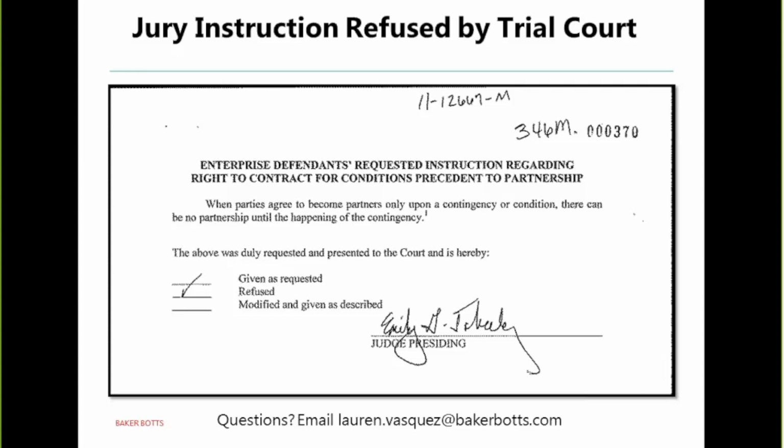Judge Tobolowsky did not so instruct the jury, and the court took the position that prefacing the partnership question on conditions precedent was not appropriate, and instead she submitted the charge and the instruction that Louis showed you a minute ago, which simply outlined the factors within the TBOC. So that left the trial lawyers to argue, and argue they did.